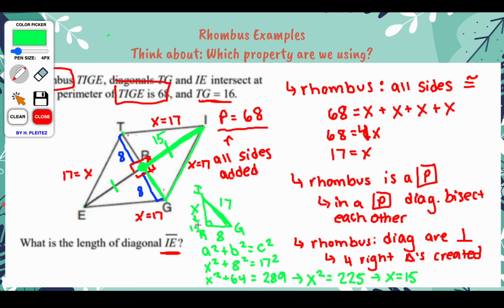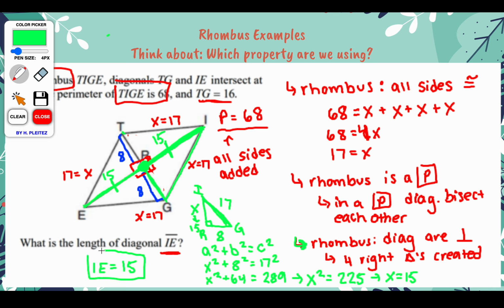And we were able to use the Pythagorean theorem because we know that in a rhombus, our diagonals are perpendicular, which means that 4 right triangles are created. Now I know that IR is 15, which means I also know that ER is 15, because that goes back to the property of our diagonals being bisected, or split into two congruent parts, where they meet. Now we can find the length of diagonal IE. The length of diagonal IE is just IR plus RE. So in total, if we add those two together, we'll get that IE equals 30.